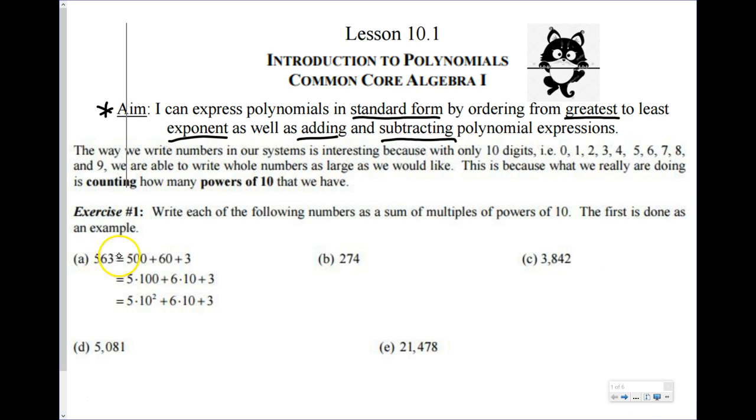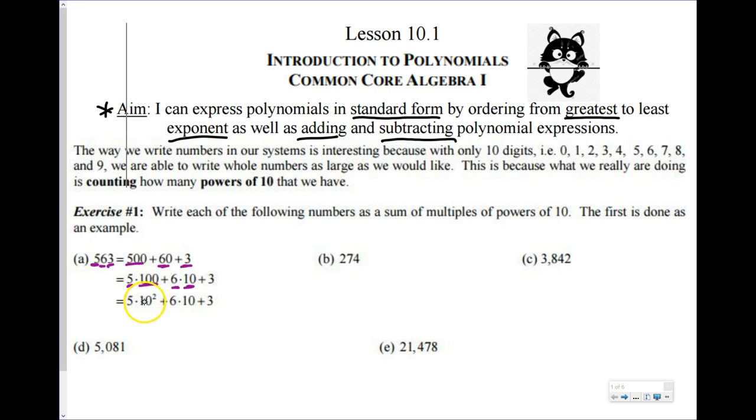So exercise 1A shows, look, they've taken the number 563 and they've written it as a sum of the powers of 10. Right? Hundreds, tens, ones. So it's 500 plus 60 plus 3. So they've broken it up into the 5, the 6, the 3 as powers of 10. Then they've said, well, look, 500 is really the same as 5 times 100, and 60 is the same as 6 times 10. And 3 is really the same as 3 times 1, but we can just leave it as 3 for this purpose today.